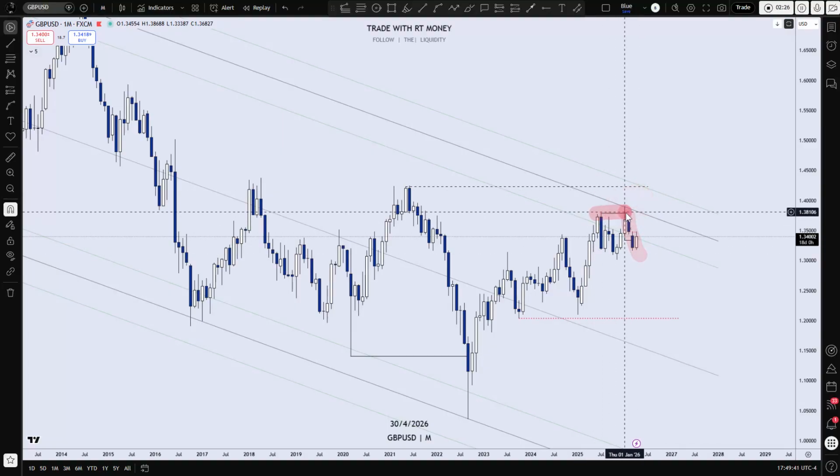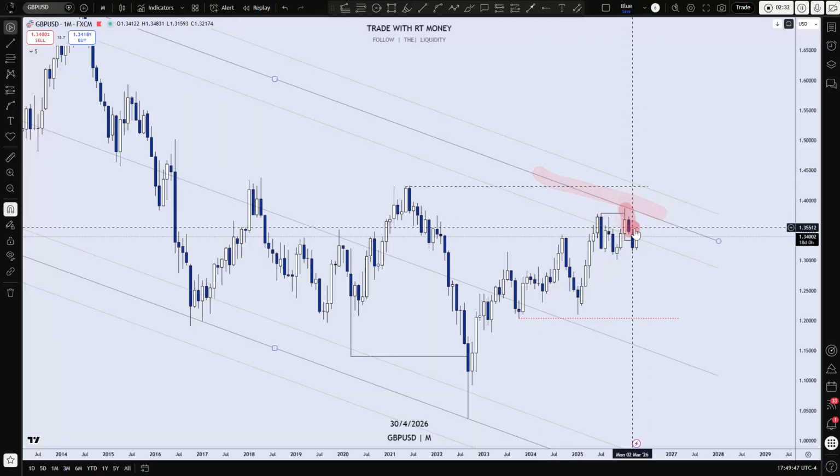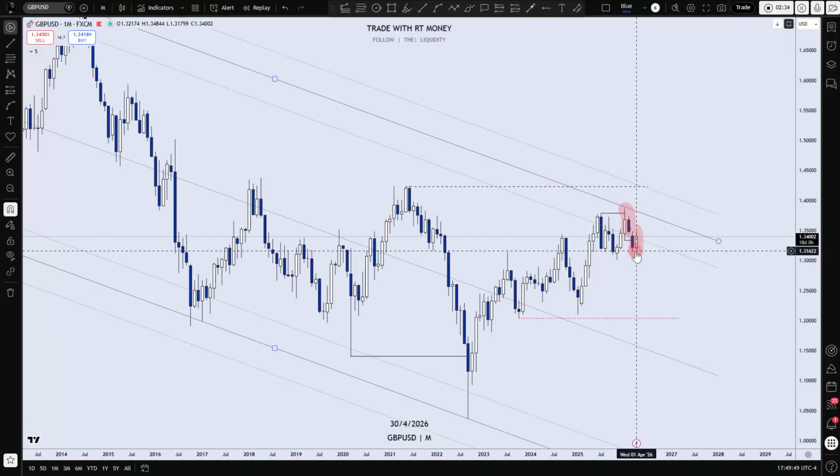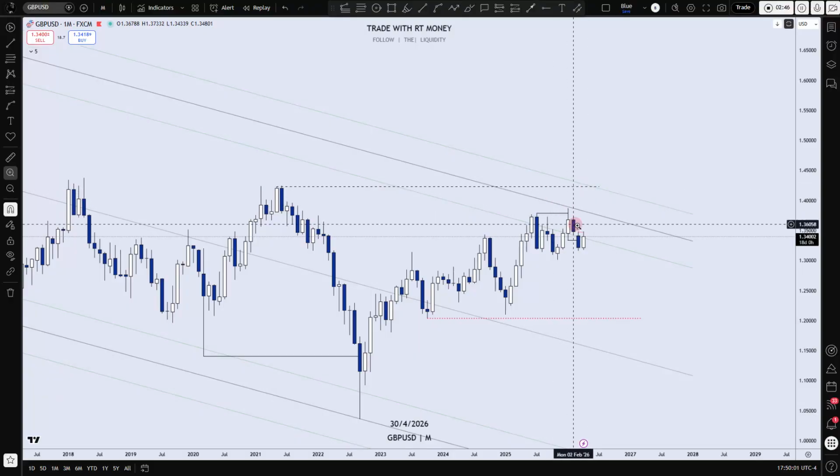We had a high taken, it hit the top of the channel, and we had two bearish months after that, which was February, March. April looks to be moving higher, right? But what is it moving higher to? Let's take a closer look at that on a monthly basis.